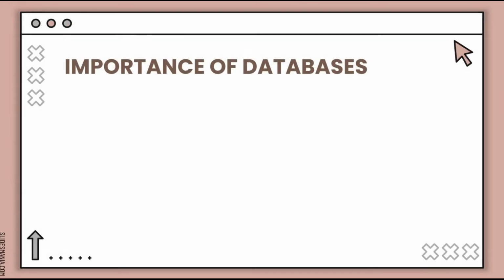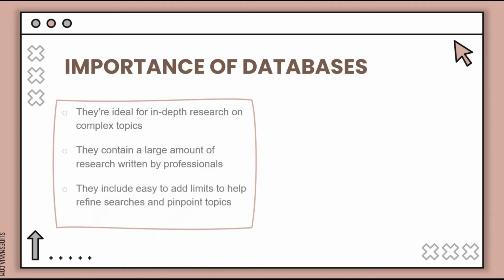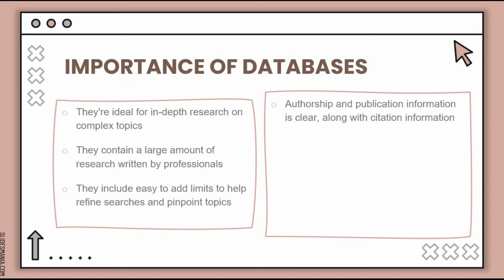Why do you need a database to search for articles for your assignment, and what is the importance? There are several importances of library databases. They are ideal for in-depth research on complex topics. They contain a large amount of research written by professionals. They include easy-to-add limits to help refine search and pinpoint topics. Authorship and publication information is clear, along with citation information. There are no advertisements or paid placements.